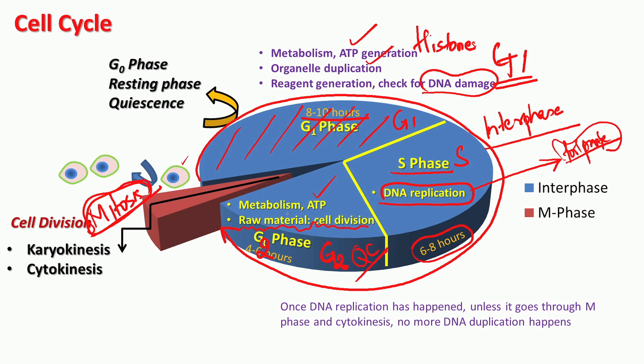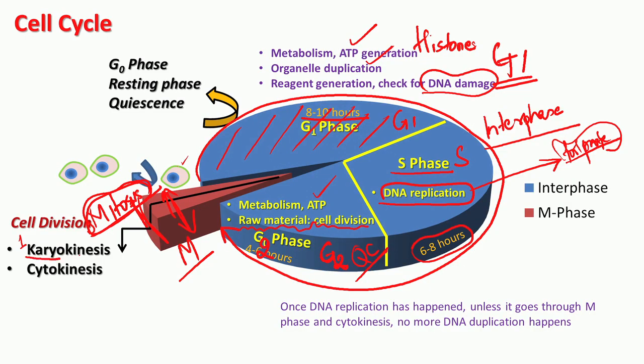Once that is all proper, the cell is now ready with its duplicated DNA, its duplicated organelles to be divided into two daughter cells, and that is the M phase. So, this is the M phase, which will last for about an hour. Now, the M phase again has two steps. The first step is where the nucleus divides into two daughter nuclei, that is called as karyokinesis. Karyon means nucleus, kinesis means generation. So, generation of two daughter nuclei happens in the first step, which is mitosis.